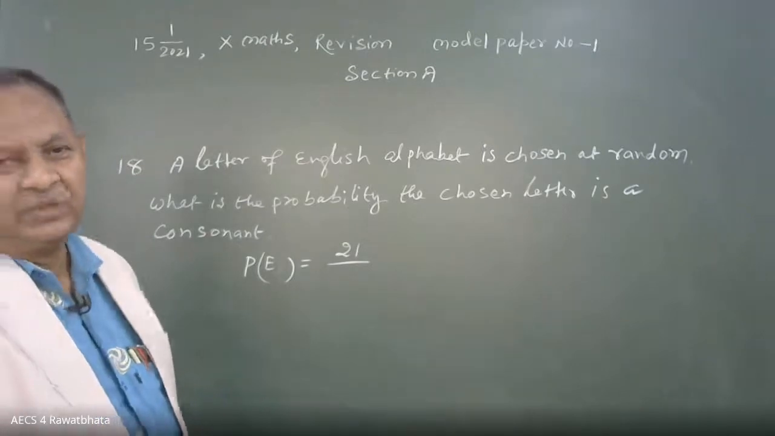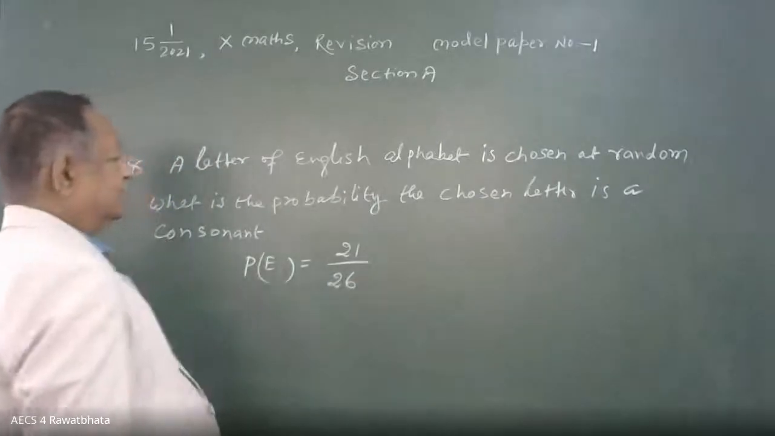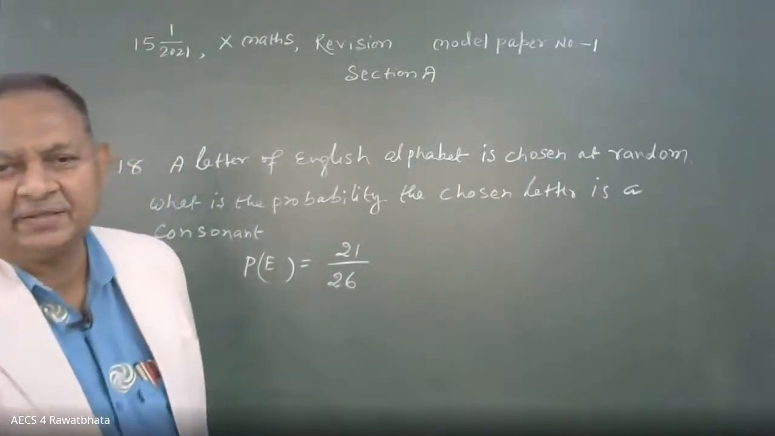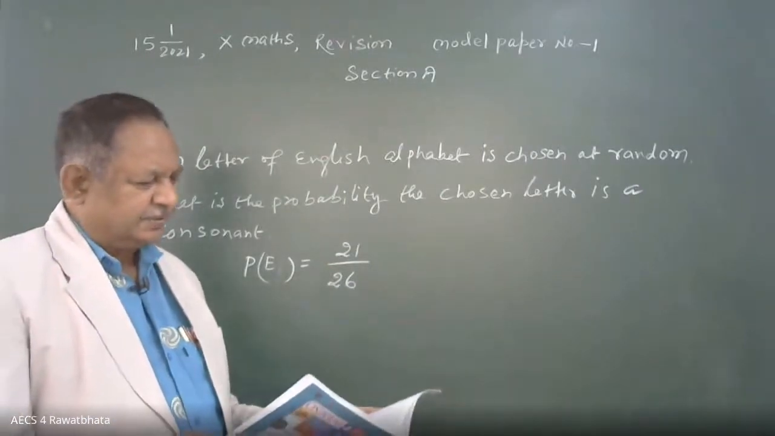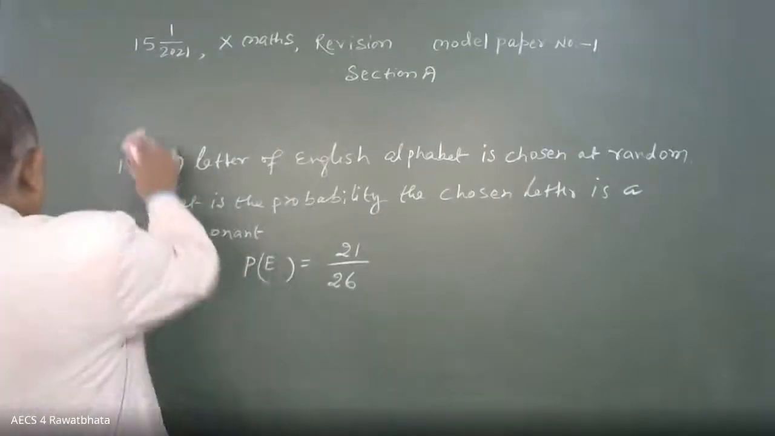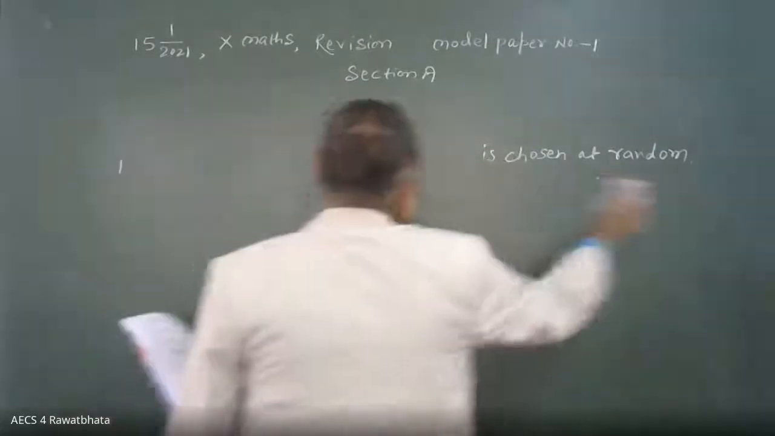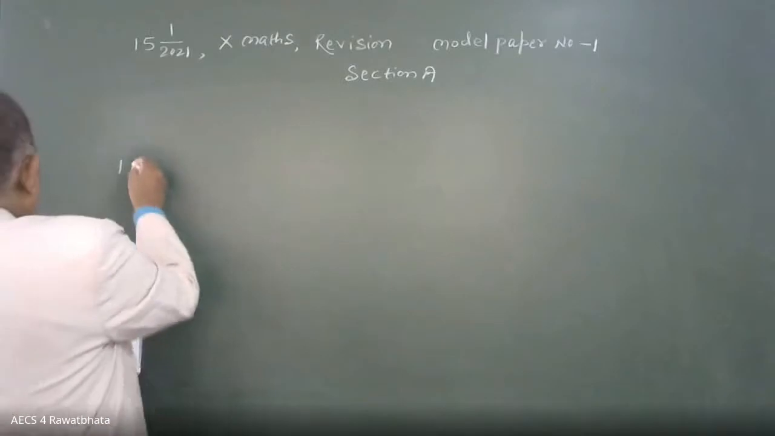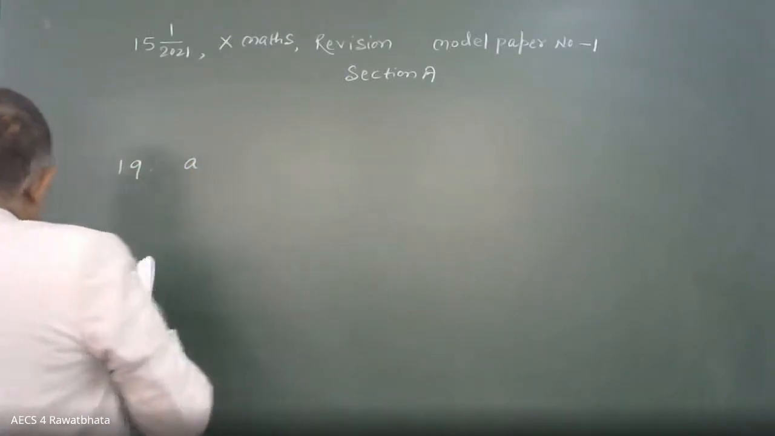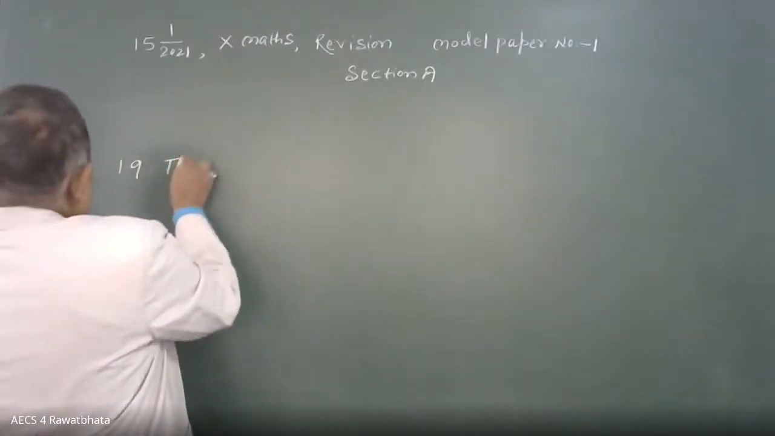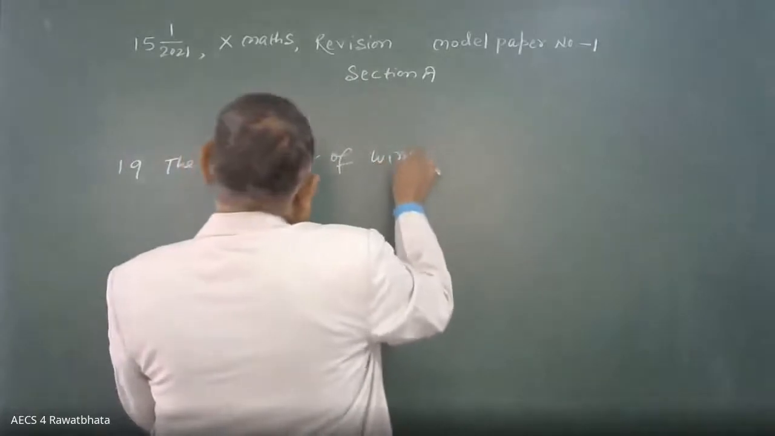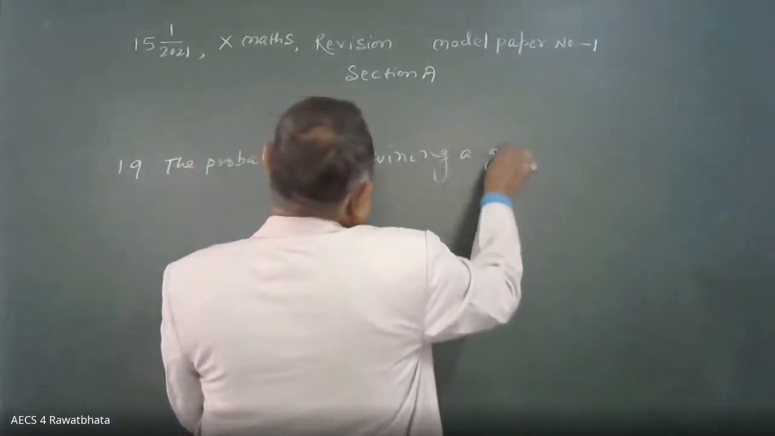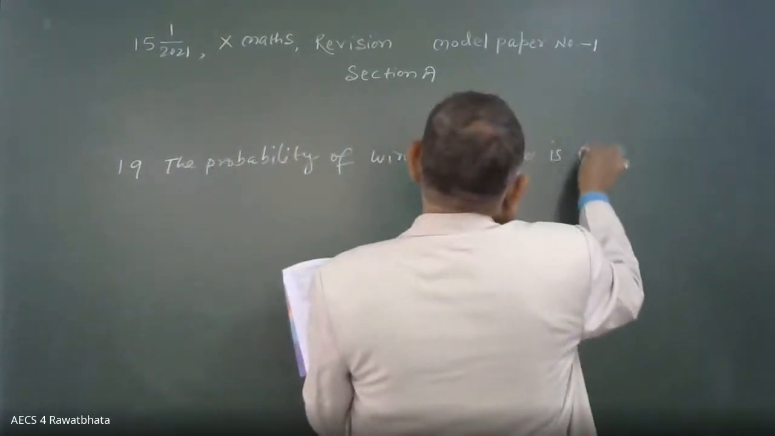Then come to question number 19. The probability of winning a game is 0.07. What is the probability of losing it?